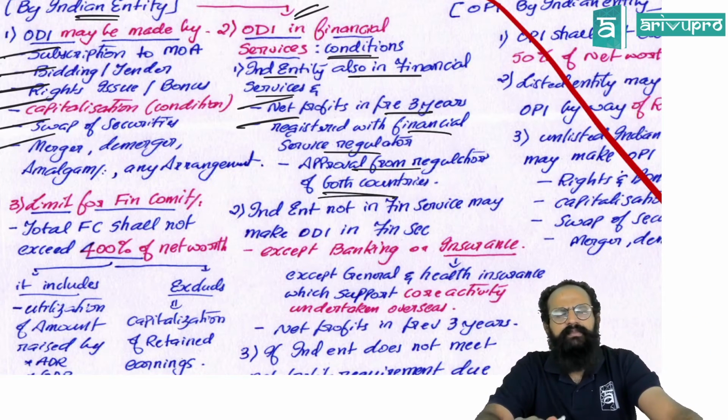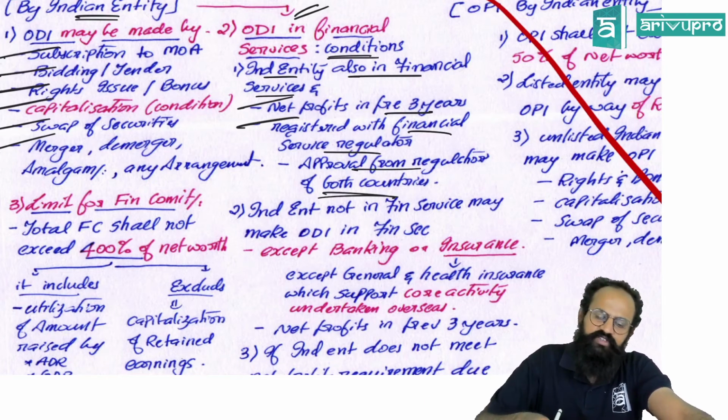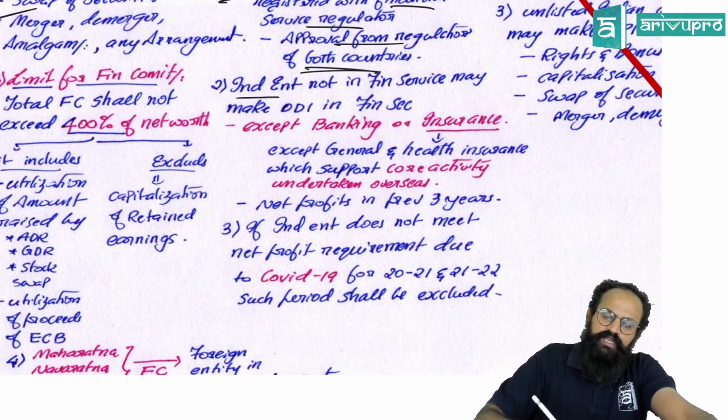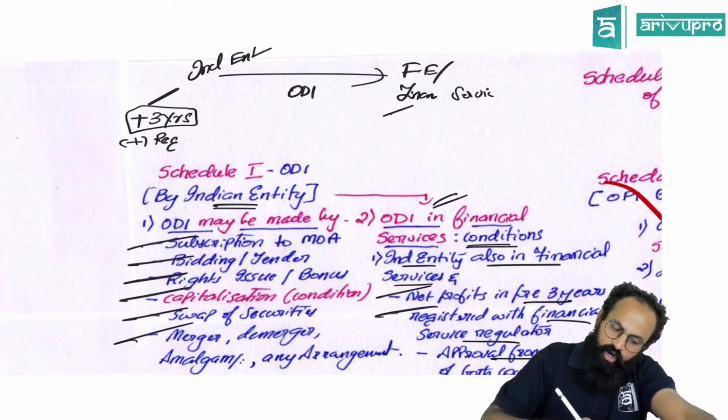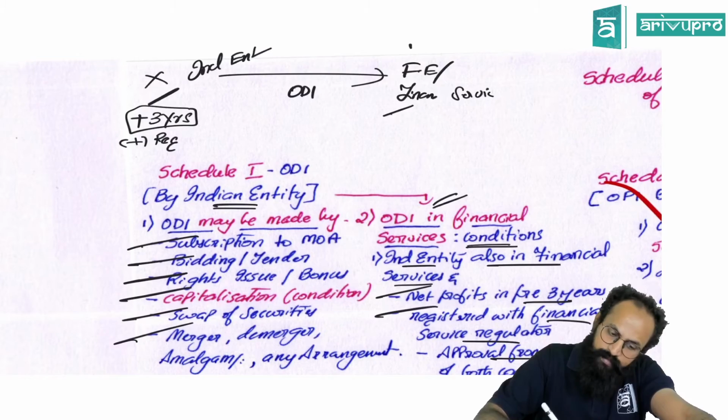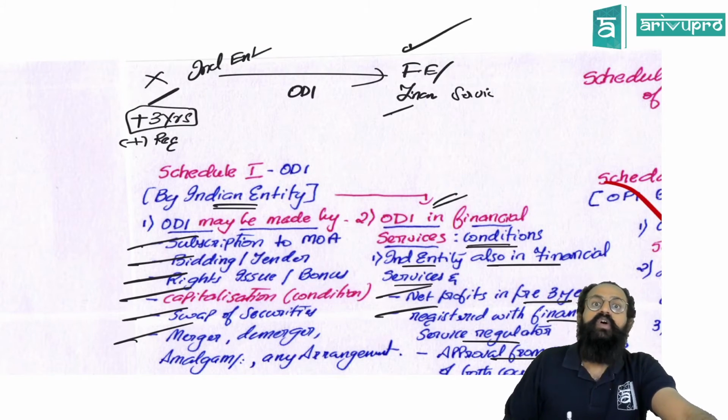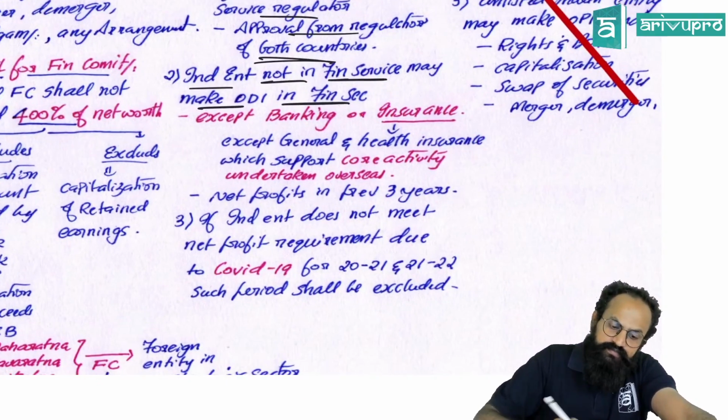But sir, imagine I'm not into financial services. The Indian entity is not into financial services. Can I still go and invest? For this, the second condition comes into picture. An Indian entity not in financial service may make ODI in financial service. Sir, I am not in financial service. You can still make investment in financial service. When, sir, and what are the conditions?